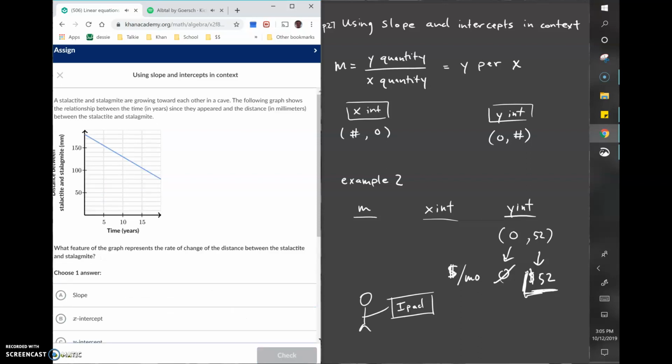And that's normally what the y-intercept represents, an initial amount. I'm going to go ahead and add that in. Equals the initial amount. Initial value is probably better.